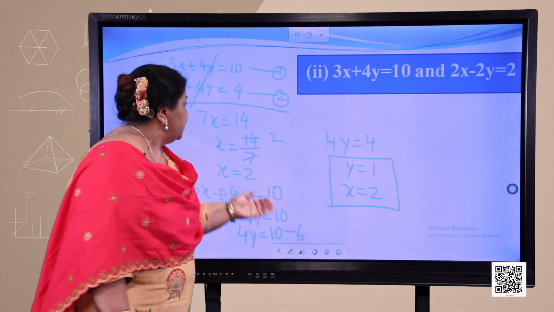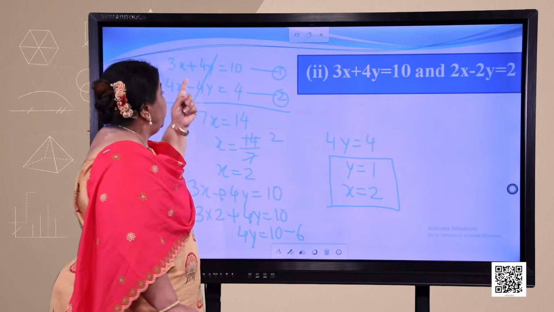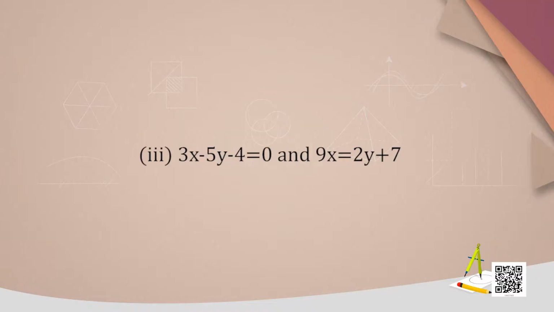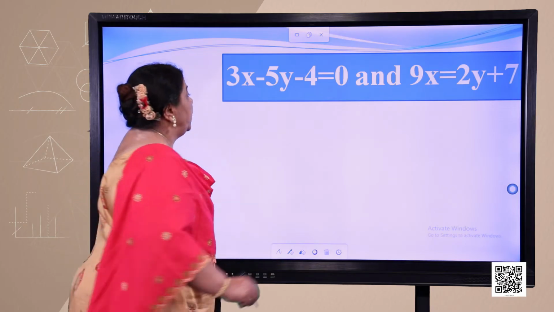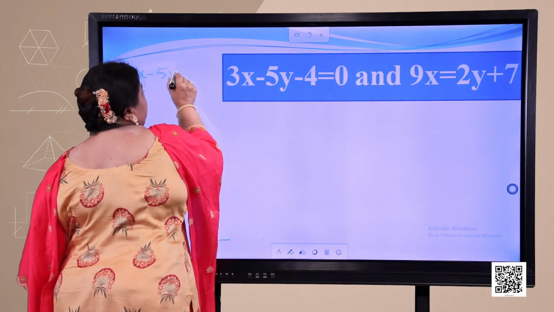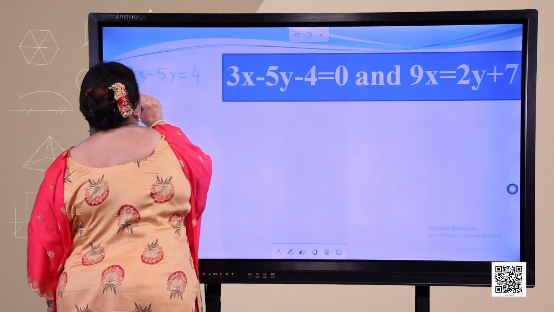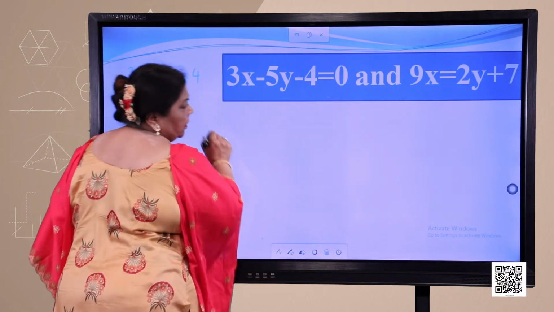So, you observe students, we had the signs to be opposite here. So, we added these two equations. If we have same signs, then we subtract. Let us see the next part. We have 3x minus 5y minus 4 is equal to 0 and 9x is equal to 2y plus 7. First we will write down in standard form. Here 3x minus 5y is equal to 4 and the next equation I can write as 9x minus 2y is equal to 7.